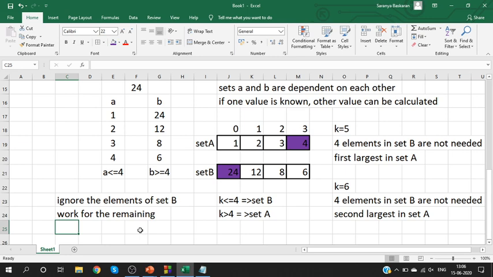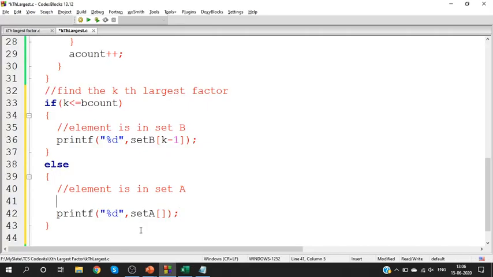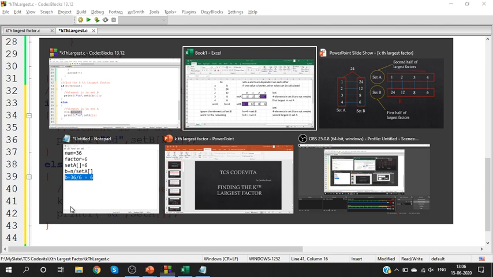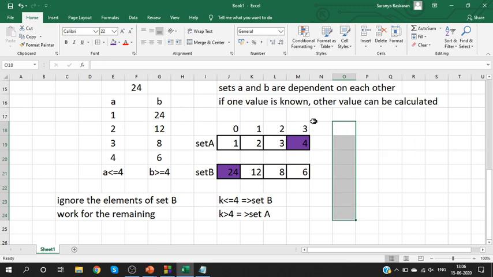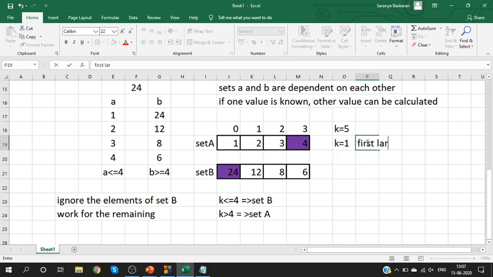Okay. Ignore the elements of set B. So from K, ignore the elements of set B. So if set B has 4 elements, ignore the 4 elements. Okay. So what happens now? I'll remove these 4. So K value will be only for set A. K value will not be for set B. I'm considering only the elements of set A. Yes. So if K is 5, I'll eliminate the 4 largest elements. So K value will be 1. So when K value is 1, I need the first largest in set A.